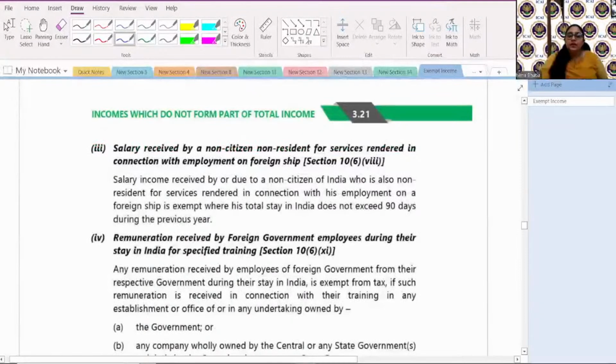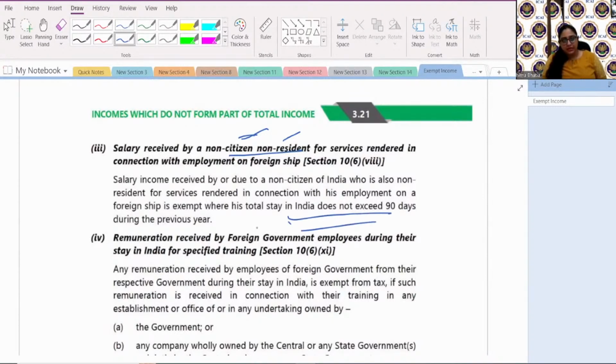Next is salary received by a non-citizen, non-resident. Here both conditions apply: not a citizen of India and not a resident, for services rendered in connection with employment on a foreign ship. If you are employed on some foreign ship which comes to India and stays here, you are here for that period of layoff. You're getting your salary. That does not mean that since the services are now rendered in India, it will become taxable in India. It is taxable in India, but it is exempt if your total stay in India does not exceed 90 days during the previous year. Then it will be exempt.